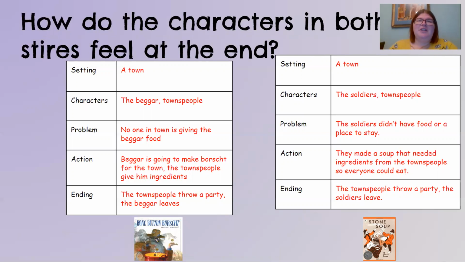And my last question to think about is, how do the characters in both stories feel at the end? This is tricky. Think about the townspeople in each story, the beggar in Bone Button Borscht, and the soldiers in Stone Soup. Let's think about that for 20 seconds because that's a lot to think about. How do they feel at the end? Think about that.